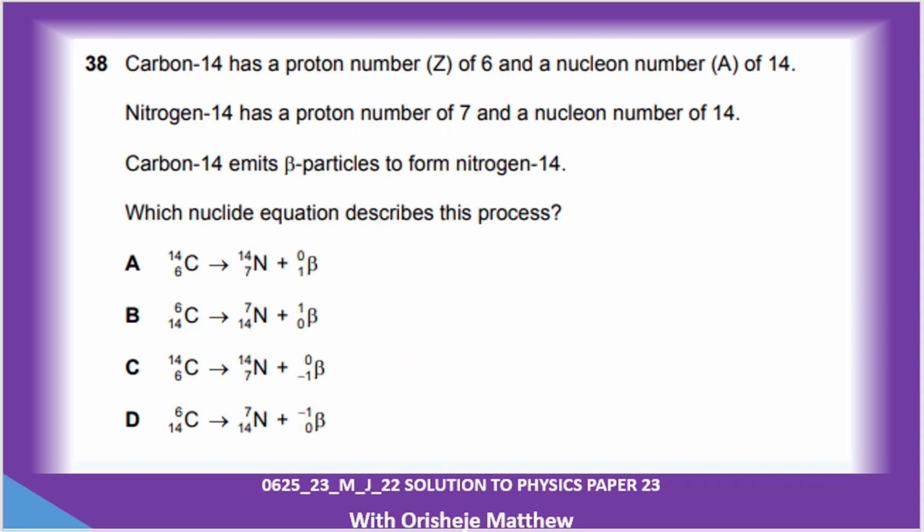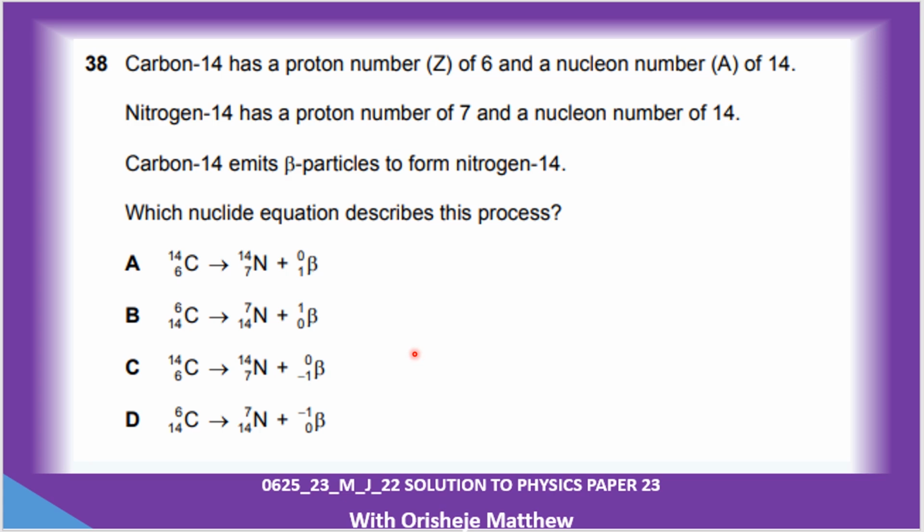Alright, question 38. Carbon 14 isotope has a proton number of 6 and a nucleon number of 14. Nitrogen 14 has a proton number of 7 and a nucleon number of 14. Carbon 14 emits a beta particle to form nitrogen 14 isotope. Which nuclide equation describes this process?